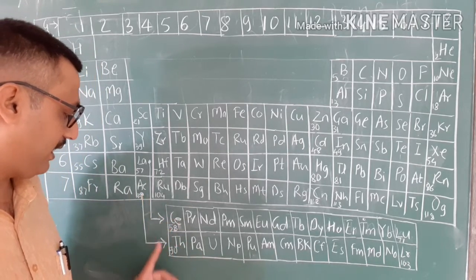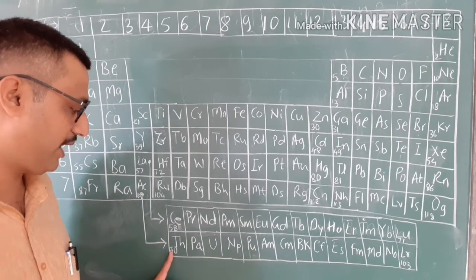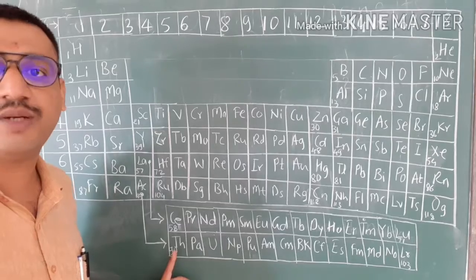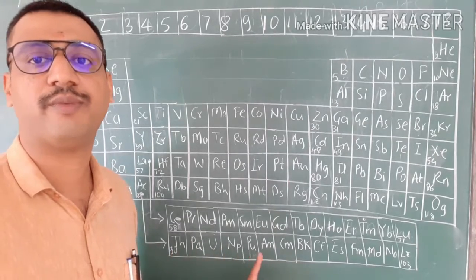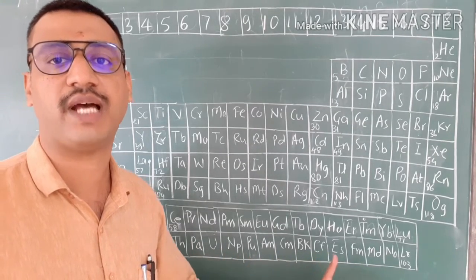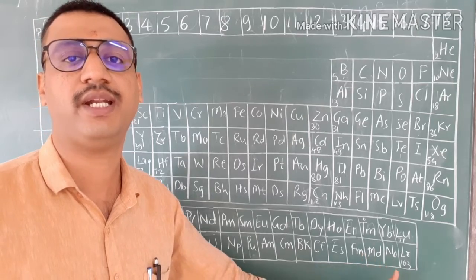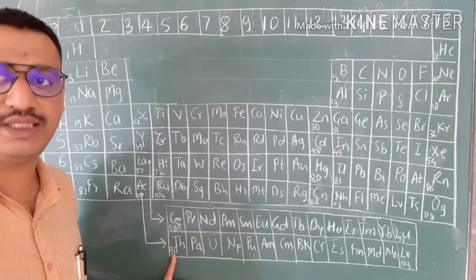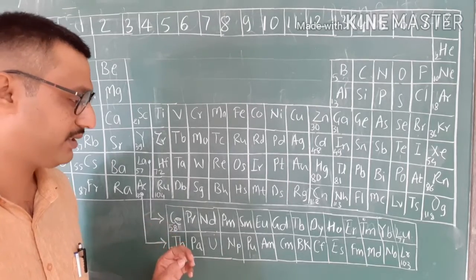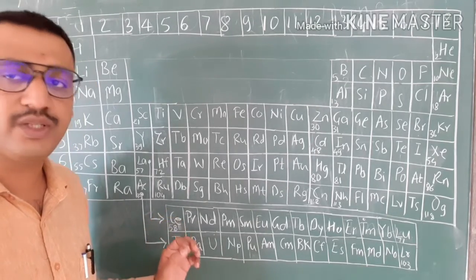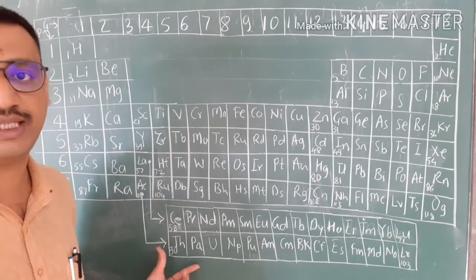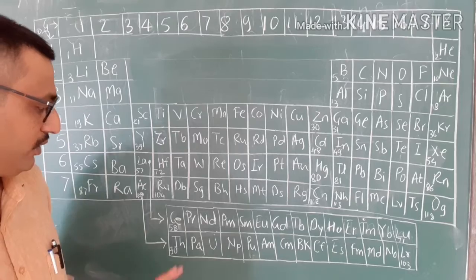Secondly, the elements after actinium 89, so atomic number 90 to atomic number 103. Which elements are there? Thorium, protactinium, uranium, neptunium, plutonium, americium, curium, berkelium, californium, einsteinium, fermium, mendelevium, nobelium and lawrencium. These elements belong to the 5f series, and are also known as the elements of the second inner transition series. The last electron enters the 5f subshell.